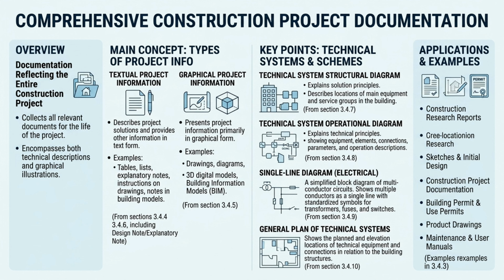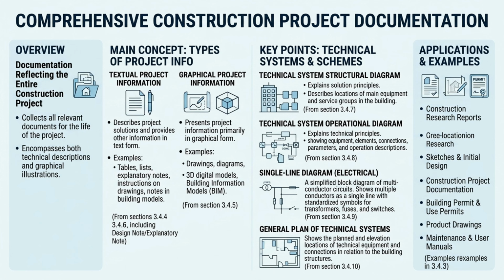This includes tables, lists, explanatory notes, instructions, drawings, and comments or annotations in building models. Common examples of textual documentation are the design notes or explanatory notes, which provide a clear narrative or explanation of the project decisions and technical approaches.